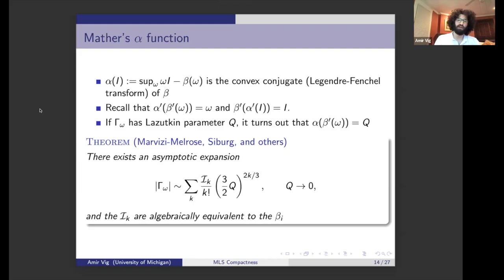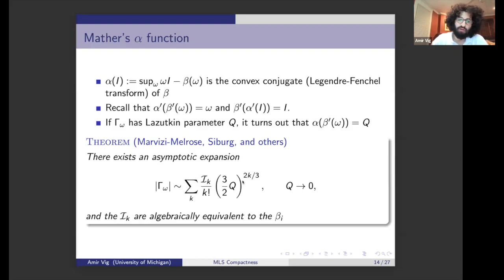And there's a theorem which, from what I could see, is due originally to Marvizi and Melrose in the 1980s. Later put in the language of Lazutkin parameters by Sorrentino and others. So there exists an asymptotic expansion of the length of a caustic in terms of the Lazutkin parameters. So as the Lazutkin parameter goes to 0, our caustic is approaching the boundary. The length of the string is becoming closer and closer to the length of the boundary. So I0 here is essentially going to be the length of the boundary.